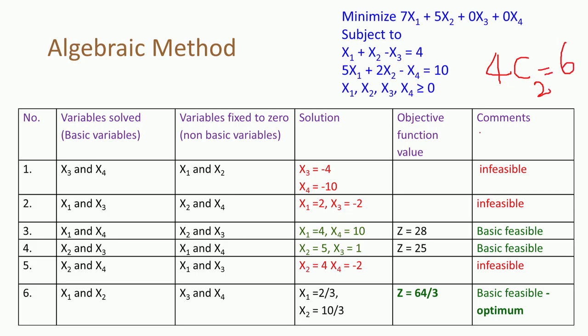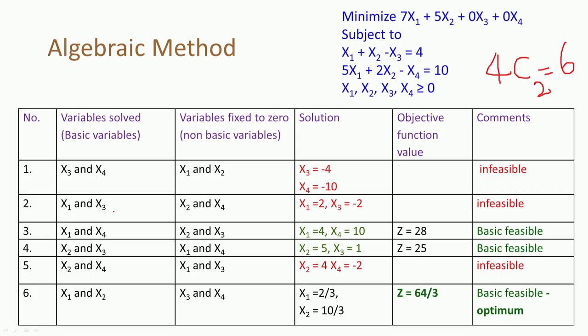So, it can be chosen in 4C2 ways or it can be chosen in 6 ways. Now, these 6 ways of choosing the 2 variables are shown here. For example, one of them would be to solve for x3 and x4, another one could be to solve for x1 and x3 and so on.